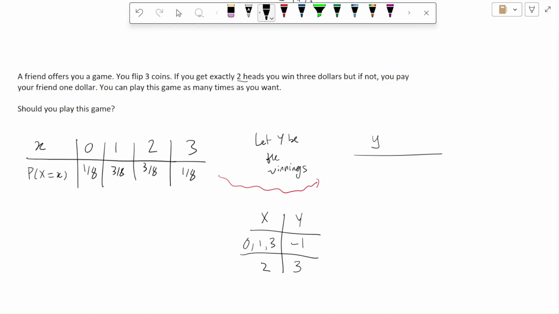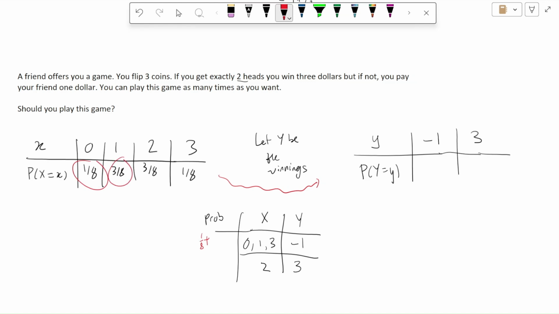So if we want a probability distribution for Y, you could have -$1 that you win, or you could have $3 that you win. And if we look at the corresponding probability for this, I might just do it over here. So this would be the probability for 0, so that's 1/8, plus the probability for 1, so 3/8, plus the probability for 3, so 1/8. So that is, what is it, 5/8? And then the probability down here would be 3/8 for X being 2. So that is how you get the probabilities for each one.